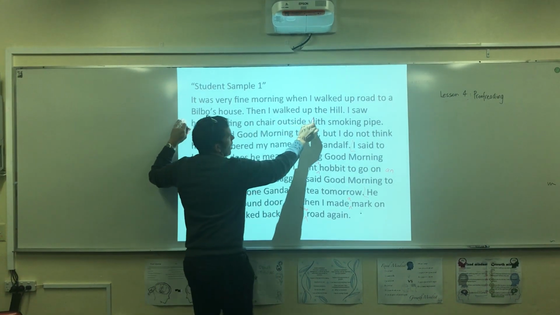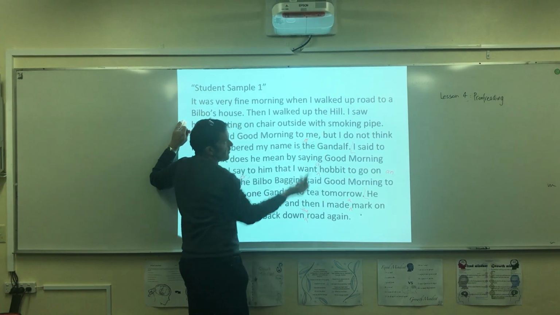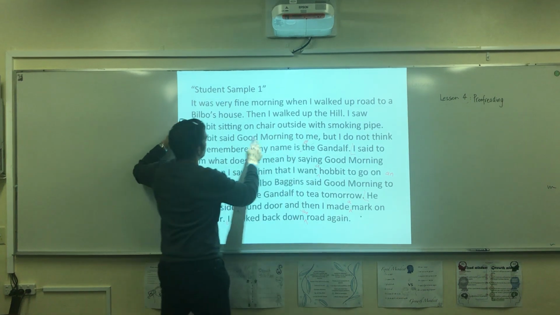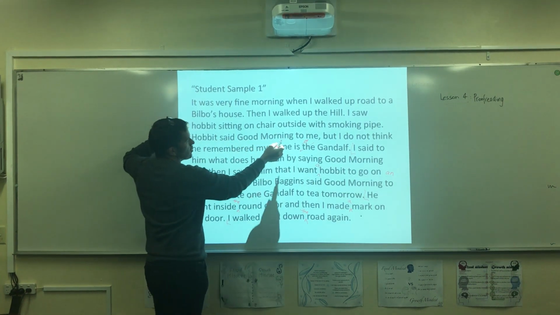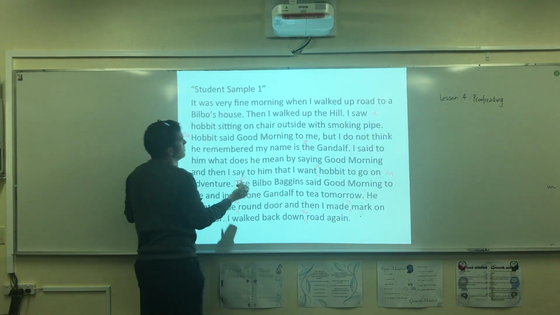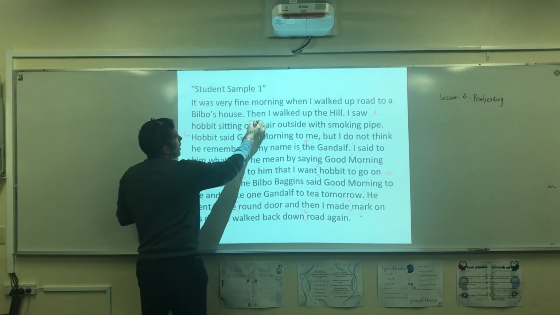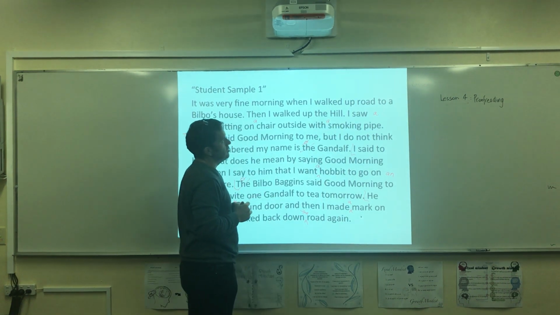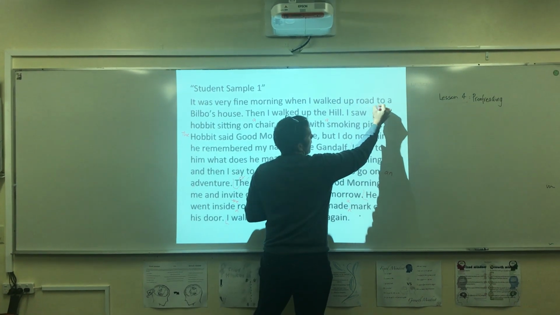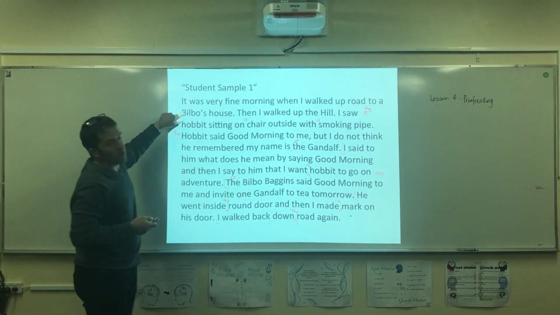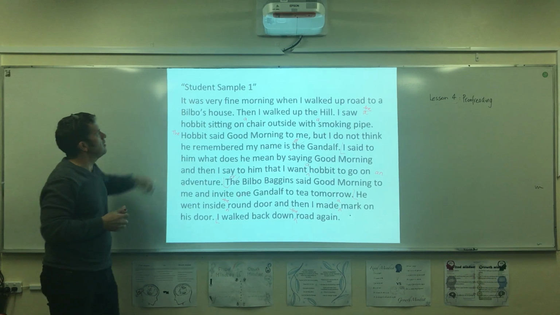Then I walked up the hill. Nothing wrong there. I missed this one. I saw Hobbit sitting on chair outside with smoking pipe. I saw a Hobbit sitting on a chair outside with a smoking pipe. We could also have that as the, which is possibly more correct because we already know it's Bilbo's house.